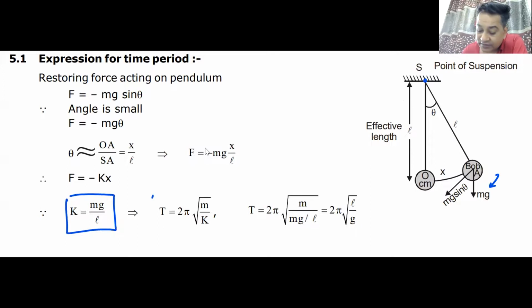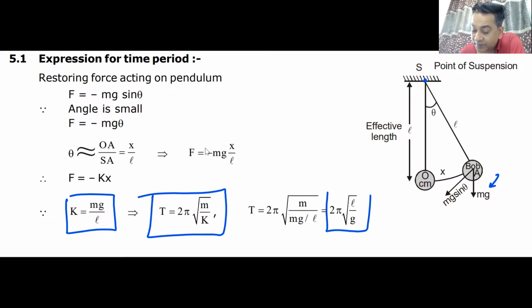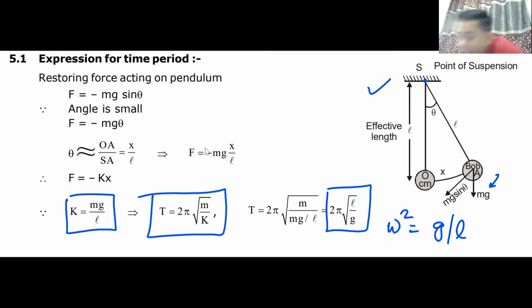In this case, time period will be equal to 2 pi root over m by k. The formula becomes 2 pi root over L by g. Here omega square becomes g by L. These are the 3 formulas together with this diagram that you must remember.